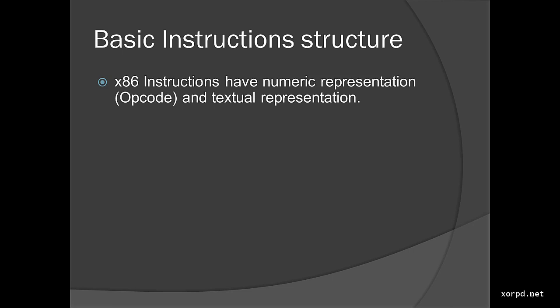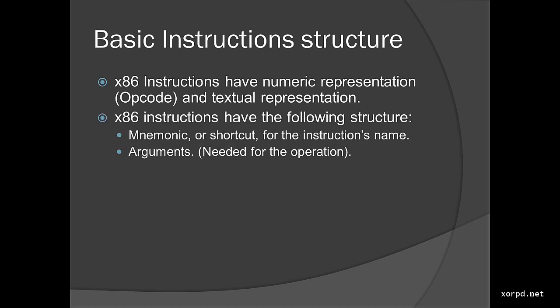x86 instructions have numeric representation, opcode, and textual representation. x86 instructions have the following structure: mnemonic, or shortcut for the instruction's name, and arguments, which are needed for the operation. Every instruction has both a numeric representation, which is the representation that a processor can understand, and another representation which is textual. The textual representation is for us humans to see and to look at. It is much easier, at least for me, to use the textual representation to write the instructions.